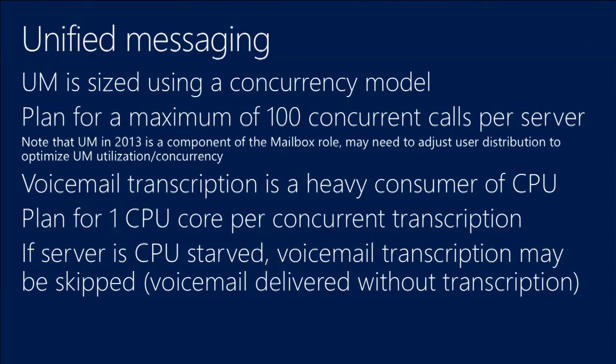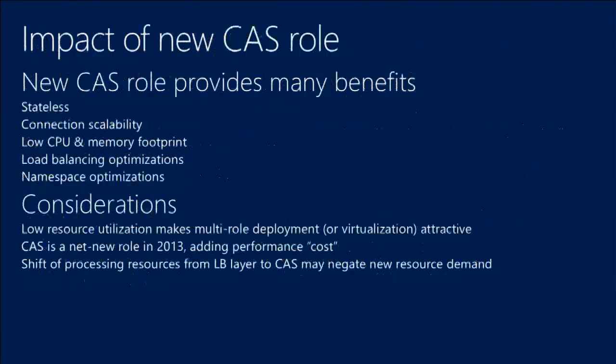Be aware that if you are heavy users of voicemail transcription, that 1 CPU core per concurrent transcription requirement will result in UM actually skipping the process of doing a transcription if it doesn't see that there's at least that 1 core worth of available CPU when it tries to do it. It'll just send the voicemail message as the sound file and not do the speech to text. So if that's an issue in your deployment, consider increasing the available CPU there.